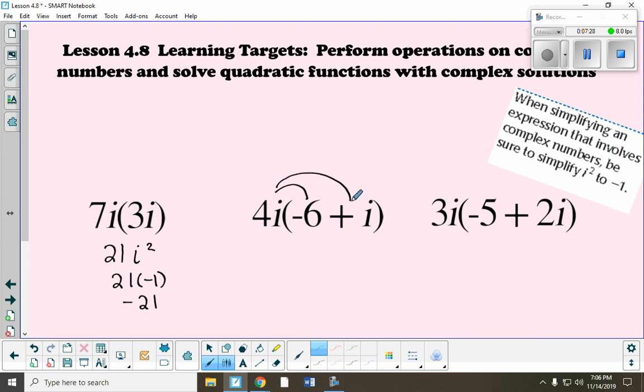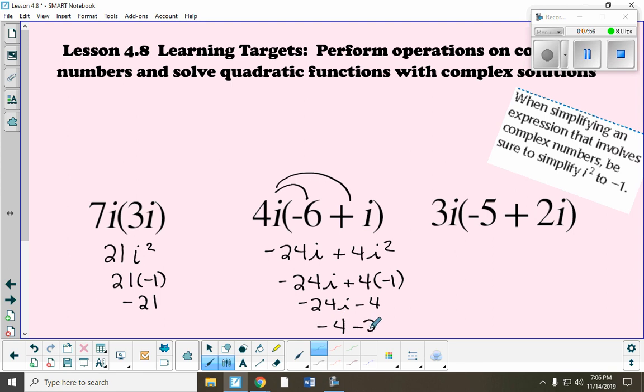Here we have to distribute because we're taking 4i times this complex number, so that would be negative 24i plus 4i squared. So negative 24i plus 4, and i squared is a negative 1, so substitute that in. Now, recall standard form puts the real number first, so I'm going to write negative 4 first, and then negative 24i next. And let's go ahead and go to the next screen here.